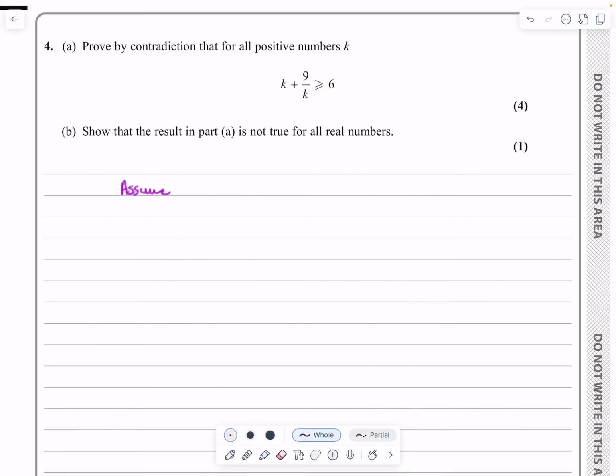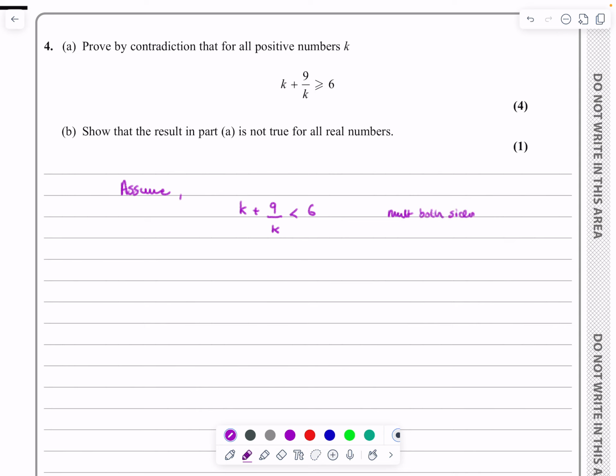So we're saying proof by contradiction that k plus 9 over k is greater than or equal to 6. So I'm going to assume the opposite: k plus 9 over k is less than 6, which I'm hoping isn't true because otherwise the proof won't work. If I assume that, and I'm going to try and solve this inequality now, what I want to do is get rid of that k on the bottom. Now, normally you can't multiply throughout by k. I'm going to multiply both sides by k.